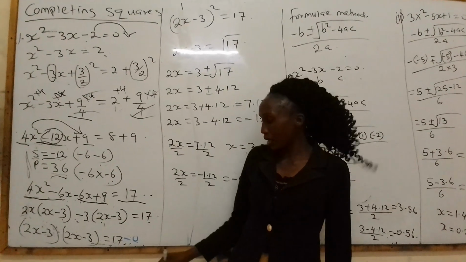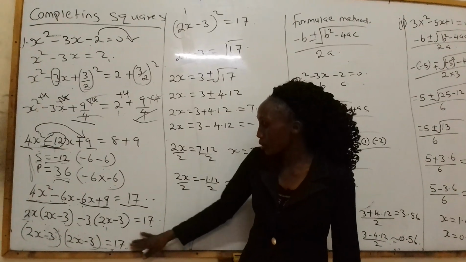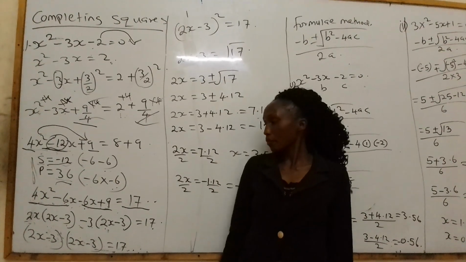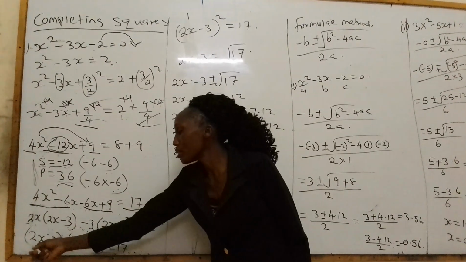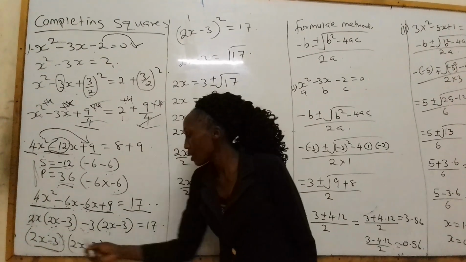And you have to remember we are equating to the value 17. Then from there, we have 2x minus 3, which is this one, and the values inside the brackets are the same.